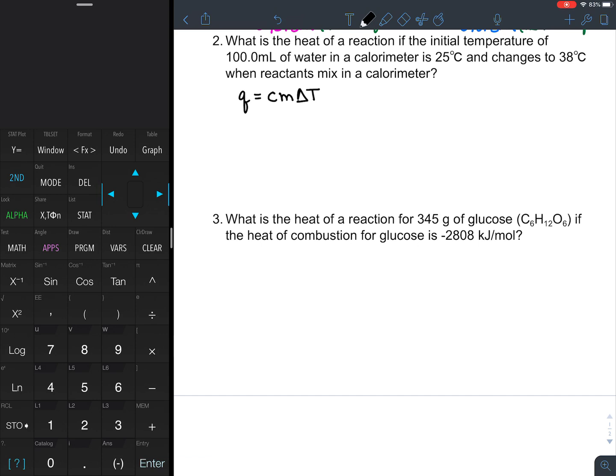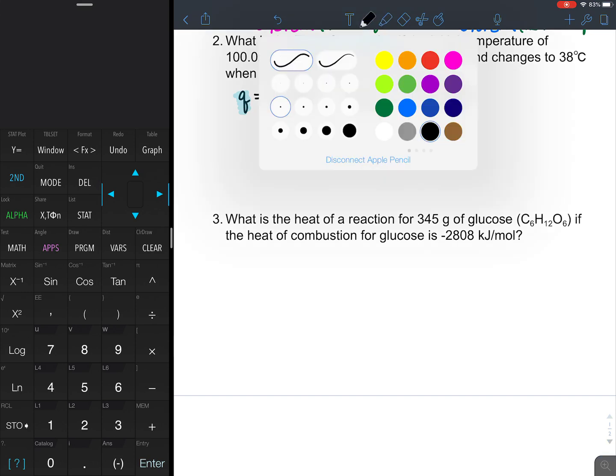And we know that the C for water is 4.184 joules per gram degree Celsius. And that's why calorimetry works really nice, because we always know that for water, even if we don't know what the specific heat is for something else. And so again, we want to know what the heat of our reaction is going to be, which is Q. We know what everything else is, and so we can go ahead and determine these.